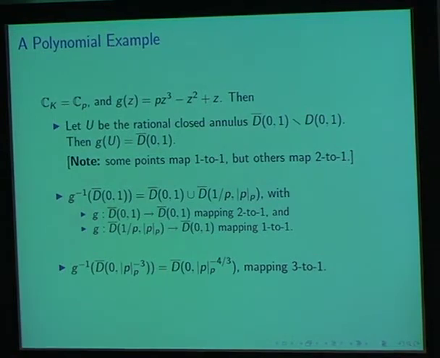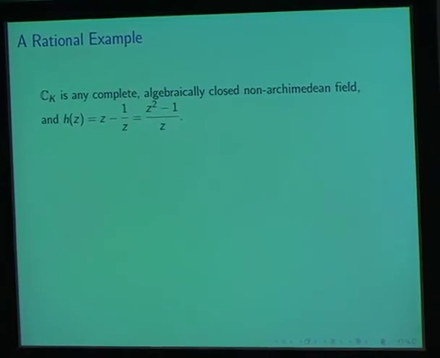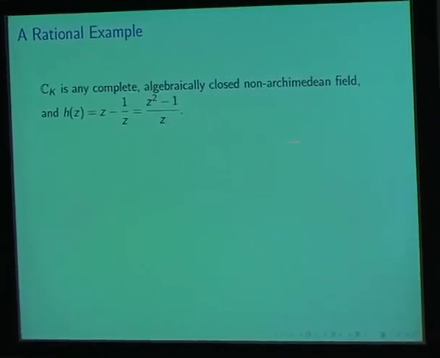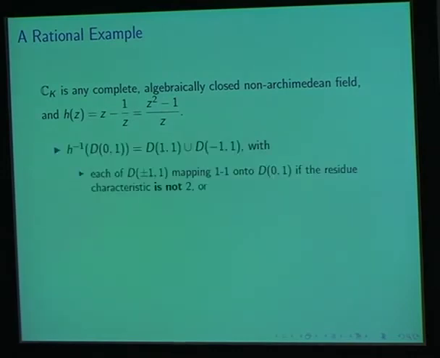Let me show you an example of a rational function here. So this is a relatively simple rational function, just z minus 1 over z. This is a rational function of degree 2. As you can see, when you write it as a single fraction, the maximum degree of the numerator and denominator is 2. And indeed, every point in the entire P1 will have exactly 2 preimages, counting multiplicity. If you look at the inverse image of the open unit disk, it turns out that it is the disjoint union of 2 other open unit disks. So again, this is illustrating that slide from before.